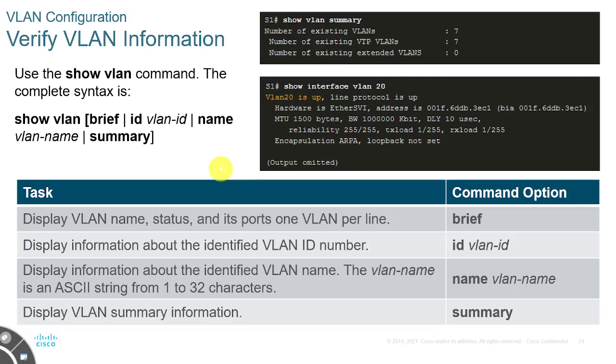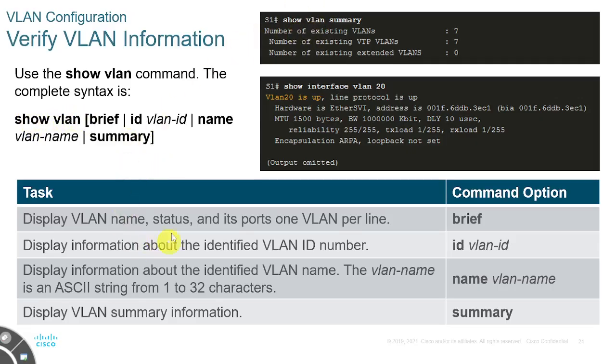Verify VLAN information. How can we verify the VLAN information? Normally we use show vlan, but with several options. You may use show vlan brief. You may use show vlan id VLAN ID. You may use show vlan name, the VLAN name, student or whatever. You may use show vlan summary.